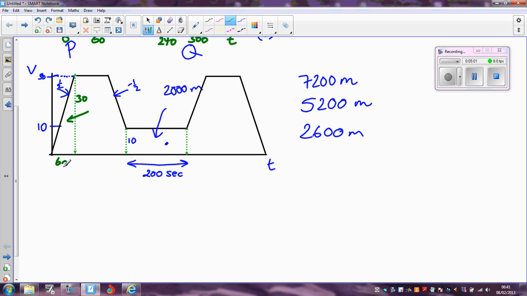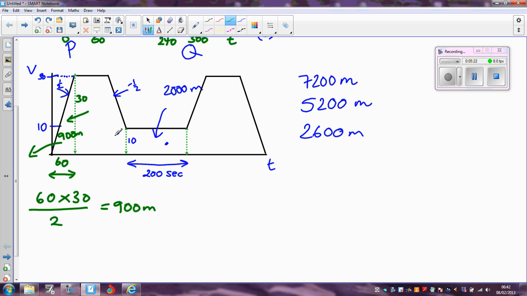then this is going to have to be 60 across the bottom here for the gradient to be a half, which means that the area of this triangle is going to be 60 multiplied by 30 divided by 2. In other words, 900 meters. So the area of this first triangle is 900 meters.